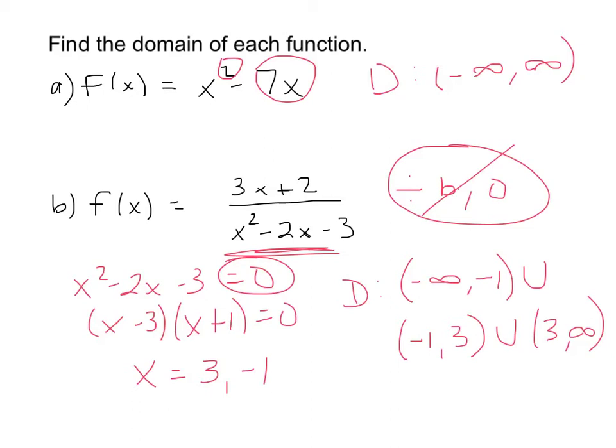Basically we're taking all of the values from negative infinity to infinity except the negative 1 and the positive 3. So anytime that you've got a fraction with variables in the denominator, you have to set it equal to 0. And any values you come up with, those are the values that get left out.